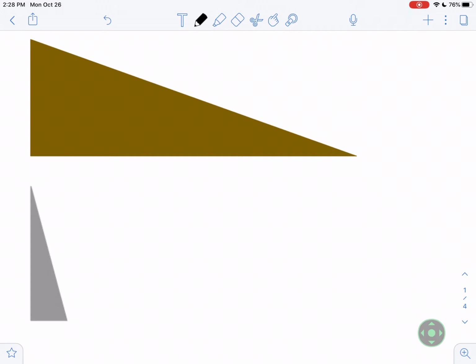How do we judge how steep something is? Well, when we compare ramps, we need to look at how tall the ramp is versus how wide it is. We call this the rise and the run.